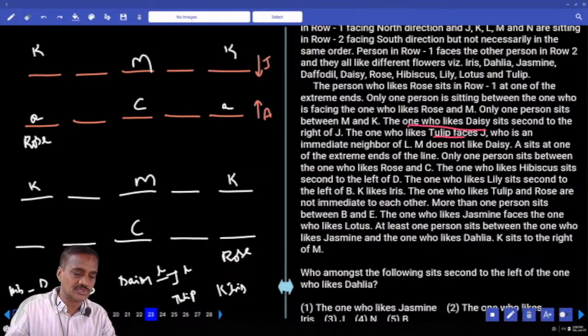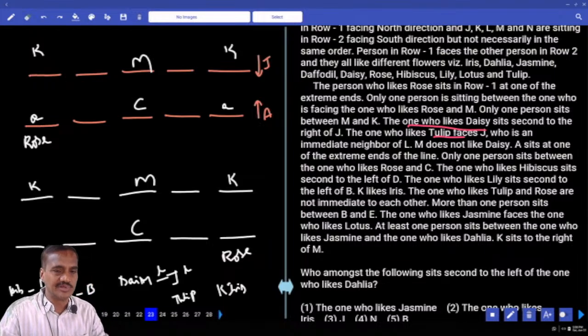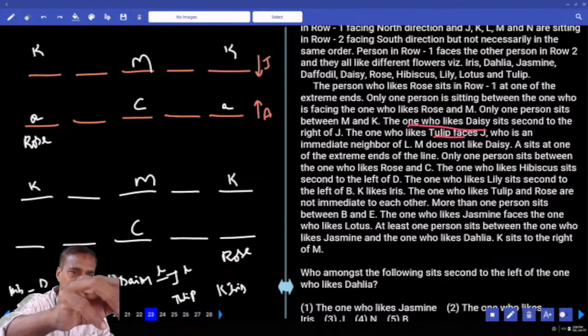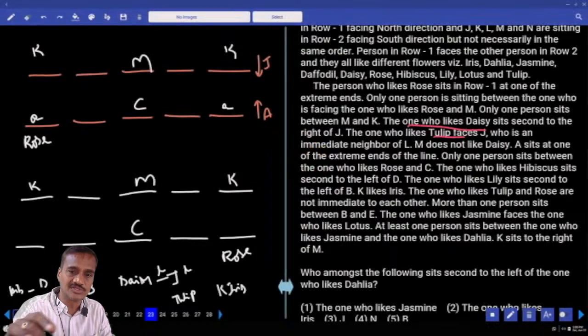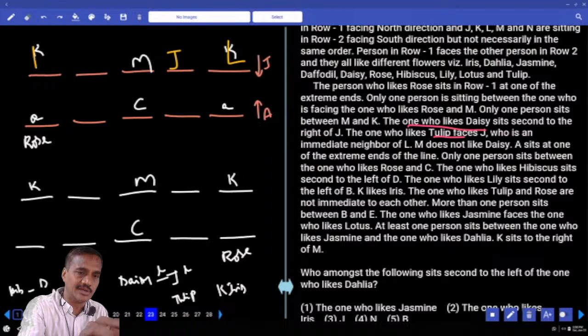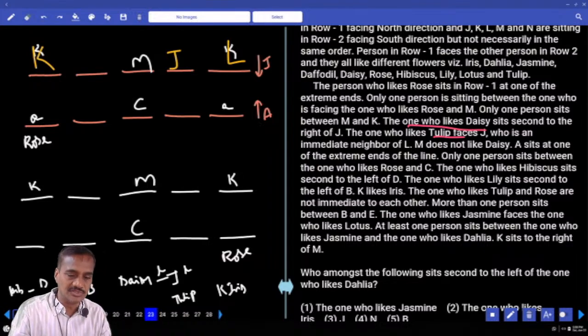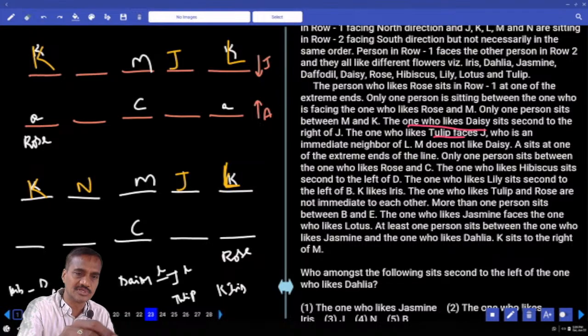Then what are the possibilities we have for J? J is an immediate neighbor of L, hence J must be here. Who should be where? K is here, and L is here. J is an immediate neighbor of L. If J is here, where should K be? Then L is here. Who is the person left out? N is the person left out.